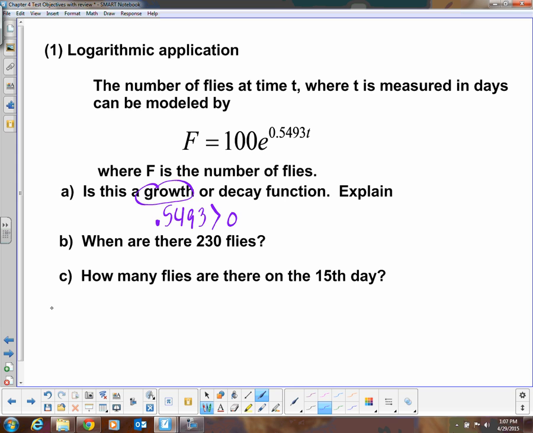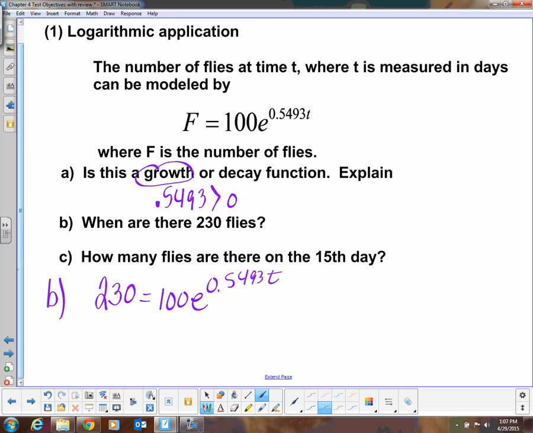When are there 230 flies? Where do you put 230? You've got two choices, F or T. F, because flies is not how we measure time, is it? It's not 3 flies from now we're going to the store, or 2 flies from now we're going to prom. That does not make sense. So we have to say 230 is equal to 100 e to the 0.5493t. Now this speaks to the exponential equation that you solved before I started this.